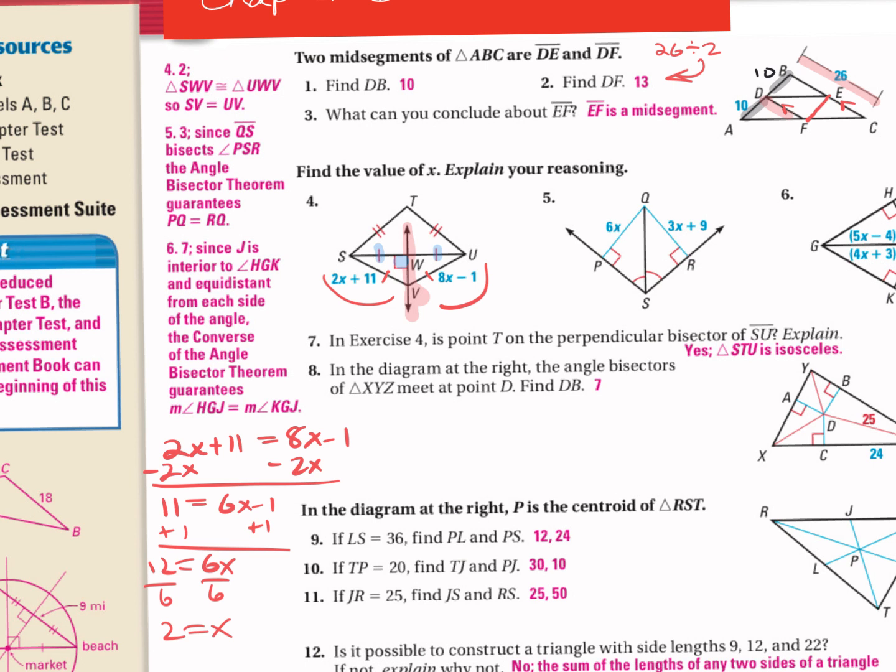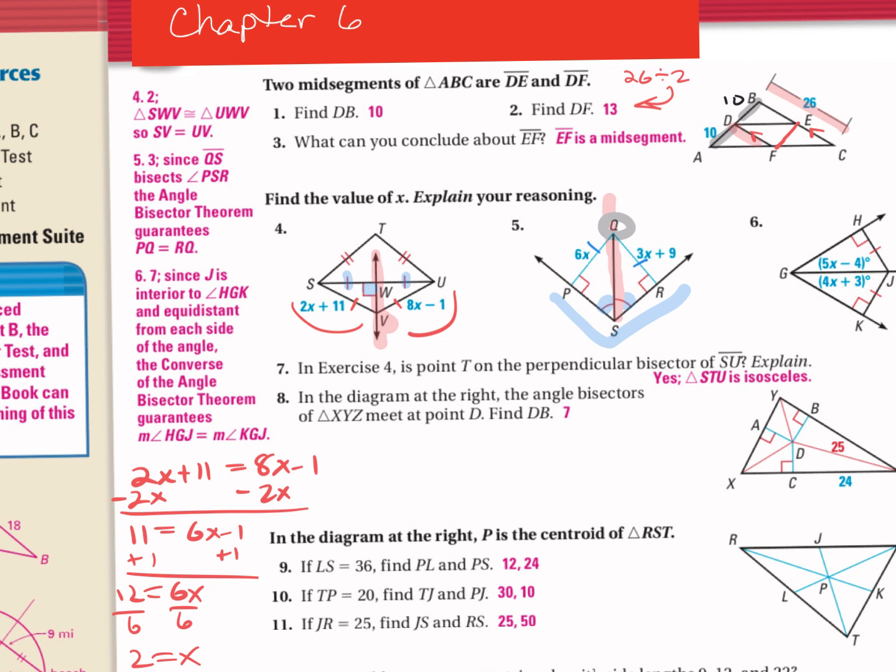Next, number 5, I can tell that this angle here, PSR, has been bisected because of the congruency marks. So this tells me that SQ is the angle bisector, and I know that any point on that angle bisector is going to be equidistant from the sides of the angle it bisected. So I'm going to set 6x equal to 3x plus 9. I'm going to solve for x. By subtracting 3x, I get 3x equals 9. Divide by 3, and x equals 3.